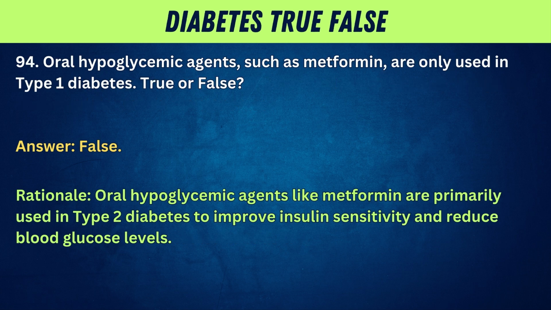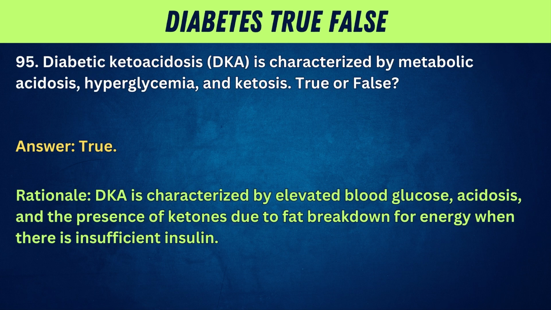94. Oral hypoglycemic agents, such as metformin, are only used in type 1 diabetes. True or false? Answer: false. Rationale: oral hypoglycemic agents like metformin are primarily used in type 2 diabetes to improve insulin sensitivity and reduce blood glucose levels.